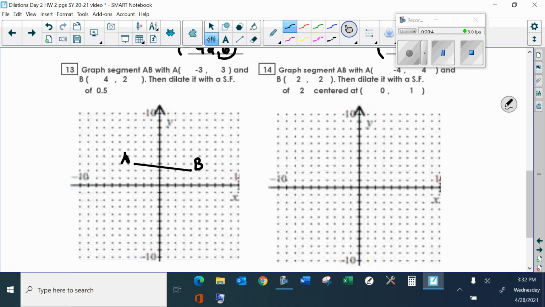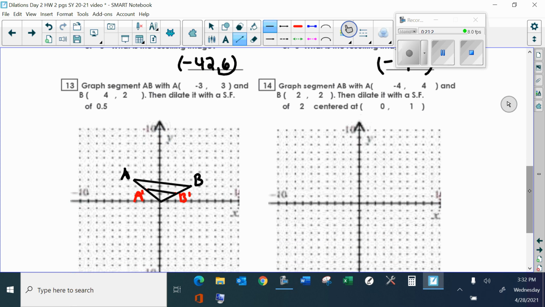Oops, change it to a color. (2, 1) then, that's B prime. And (-1.5, 1.5) is A prime. Connect those. Okay, and that is exactly half of the original. I can guarantee I'm right because if I go through A and A prime, it'll take me to the origin, and B and B prime, they intersect at the origin, which is the center of dilation right there.